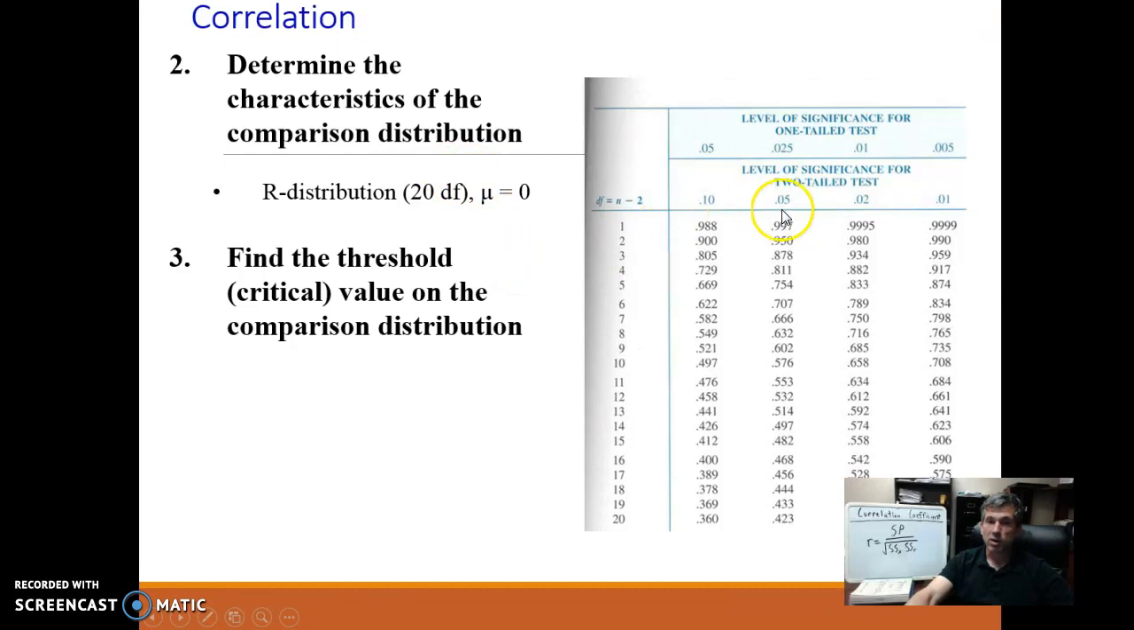Step 3, find the critical value. Well, you can look at it by scanning down here. We have 20 degrees of freedom, alpha of 0.05, two-tailed test. We see 0.423. Because it is a two-tailed test, it's plus or minus that number. If in step 4 we get a correlation coefficient that is either greater than 0.423 or lower than negative 0.423, we're going to reject the null. If we don't get one outside of that range, beyond those critical values, we're going to fail to reject it.